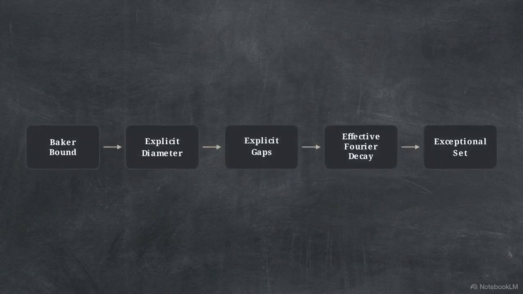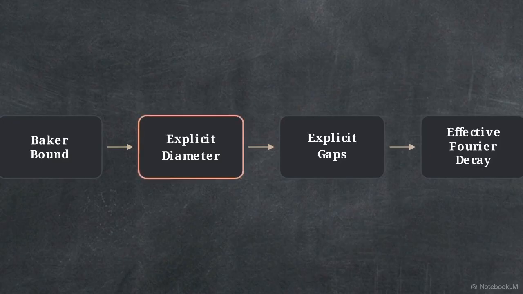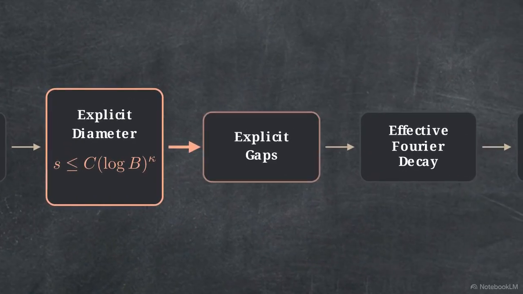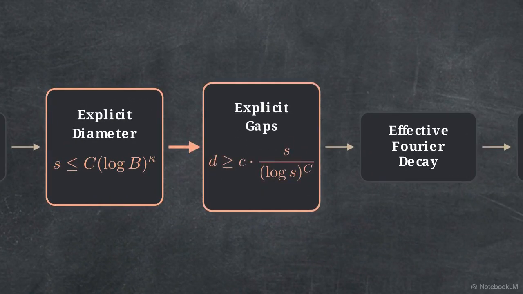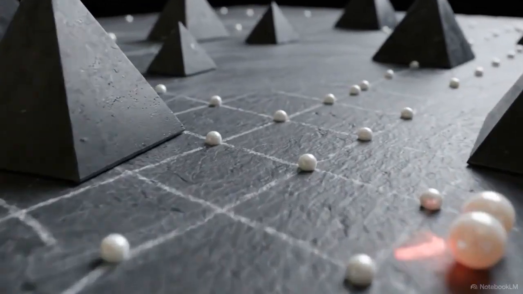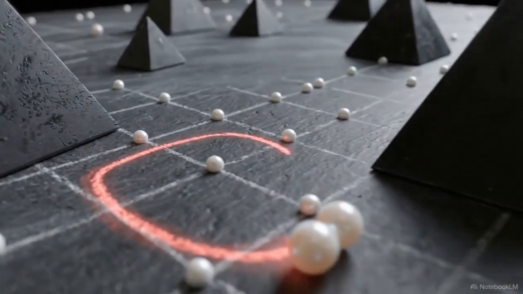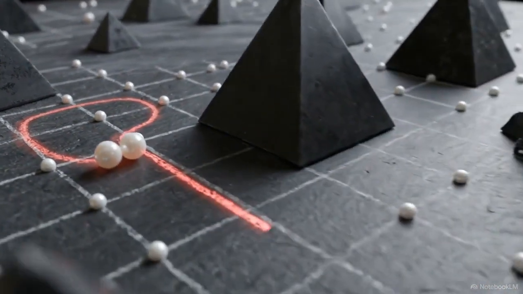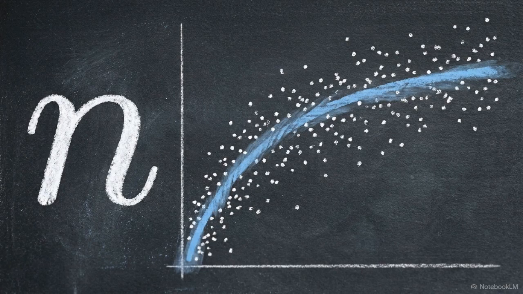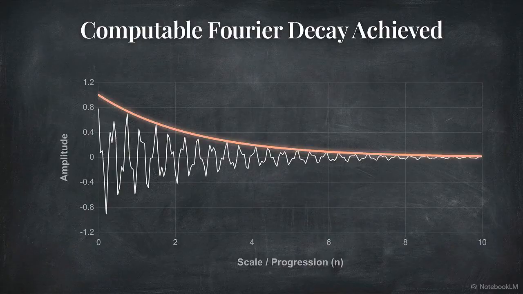Returning to our 5-step flowchart, we update the explicit diameter node with the newly derived mathematically sound polynomial bound. Because the functional form of the diameter and the triangle density are now fixed, the explicit gaps between these triangles can be rederived. These corrected, quantifiable gaps force the two-dimensional renewal process to travel a specific measurable distance through white points every time it exits a black triangle. That forced traversal converts the number of white hits up to time n into an explicit function of n and the Baker constants. This sequence yields a fully effective, computable Fourier decay rate.